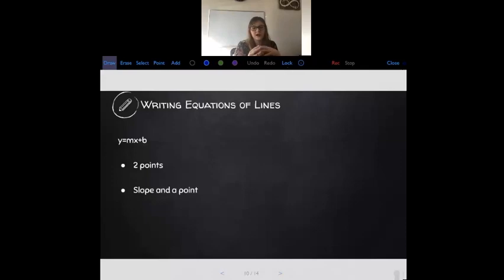So our goal when you're asked to get it into slope-intercept form is this y = mx + b. There's a couple of different cases. You could be given 2 points and you're able to find the slope and the y-intercept from that, or you could be given the slope and a point.